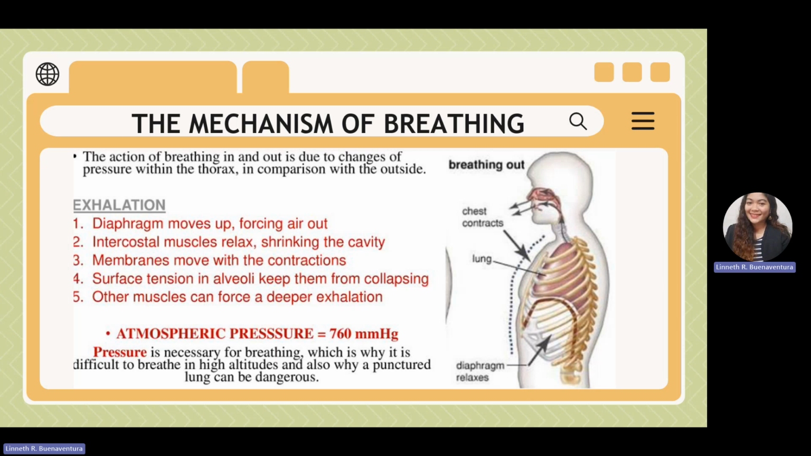The atmospheric pressure is 780 mmHg. This pressure is necessary for breathing, which is why it is difficult to breathe at high altitude and also why a punctured lung can be dangerous, because while we are breathing, we are also dealing with this amount of atmospheric pressure. So when you are at a higher altitude, it is harder to have a full breath.